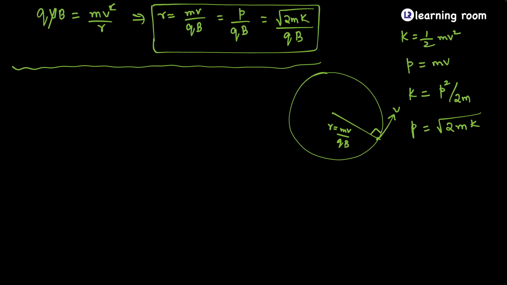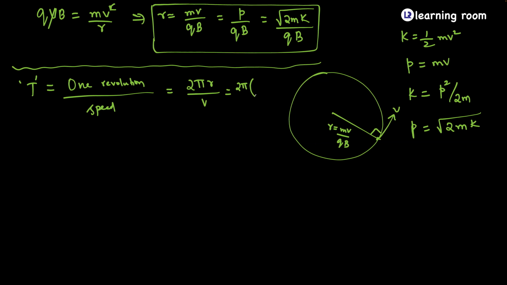Now, if I ask you what is the time taken by the particle to complete one revolution, what do you call it as? Time period. So what is going to be the time period of this particle? Time period is equal to one revolution by speed. So what is the distance covered in one revolution? It is going to be 2 pi r divided by the speed of the particle. It is v only. So can I write this as 2 pi into, in the place of r, mv divided by qB, the whole divided by v? v and v will get cancelled. What will be the answer? So T will be equal to 2 pi m divided by qB.